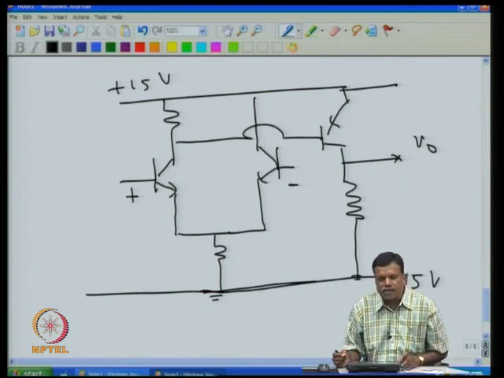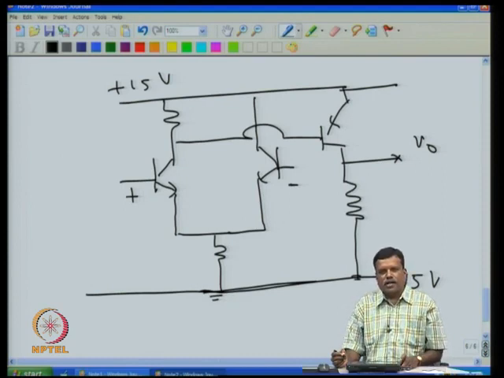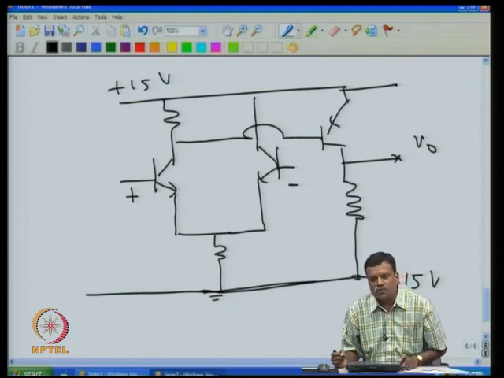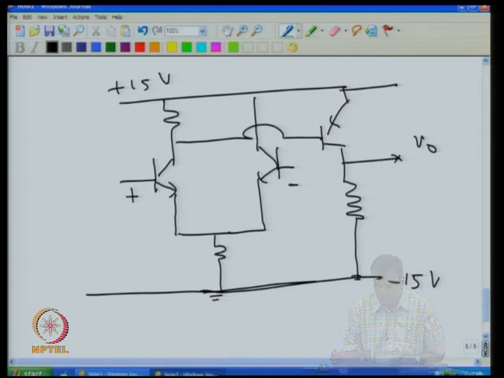Now I am not telling that person's name, to keep you guessing, because he is still alive, and he was just 21 years old when he developed the world's first op amp that we are seeing in today's form. I will tell you in the next class what his name is.